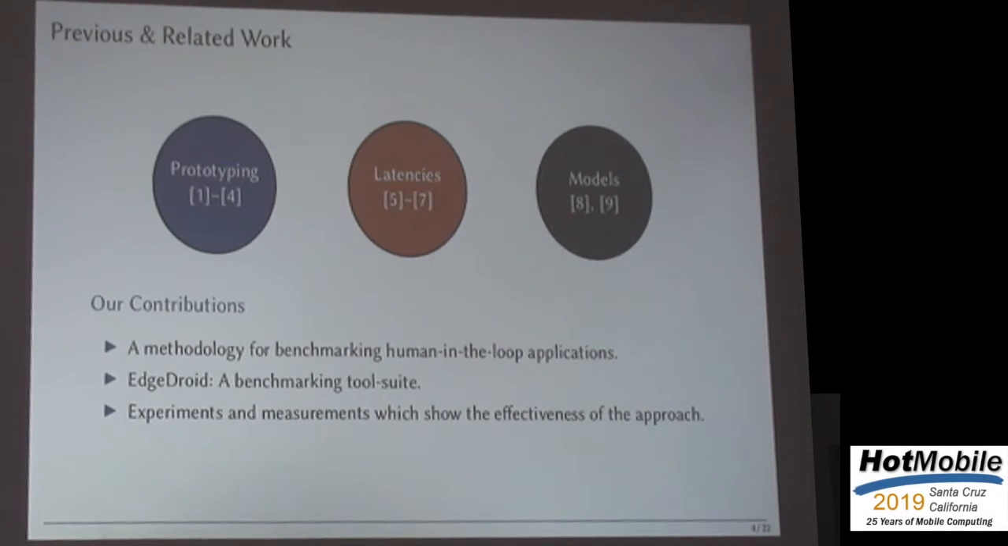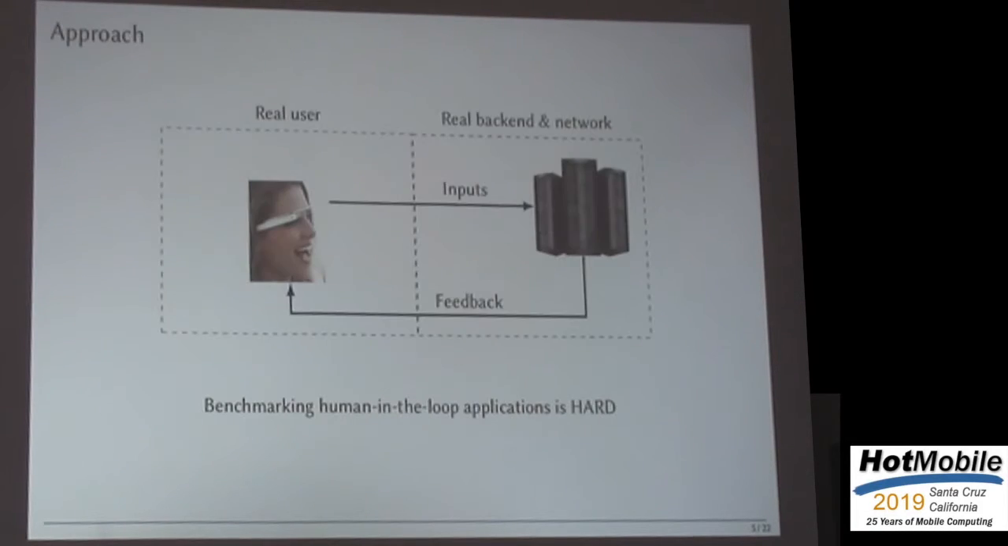So moving on to the approach, as I said, benchmarking these applications is hard. Why is it hard? Because we have a human, and humans are not reliable, okay? So of course our first idea was then, okay, but what if we take away the human? What if we cross out the human and replace the human with something else? And here's the crux of the issue. Here's where our work comes in.